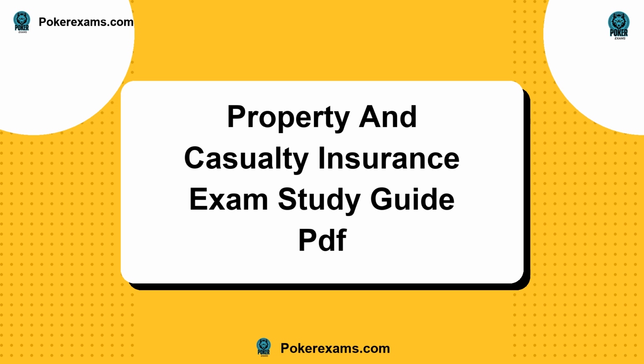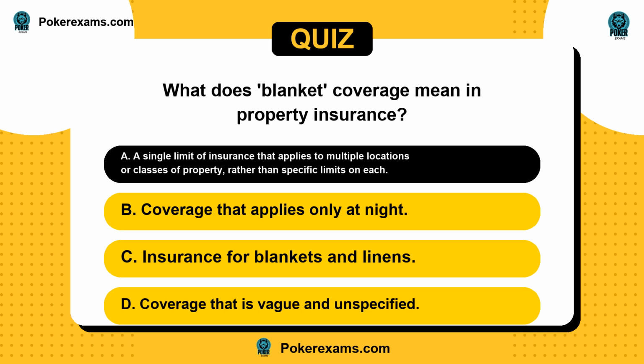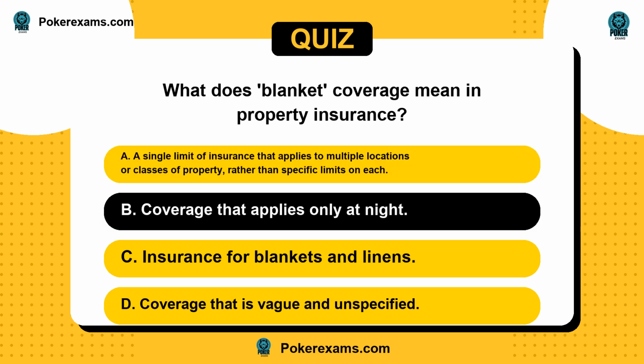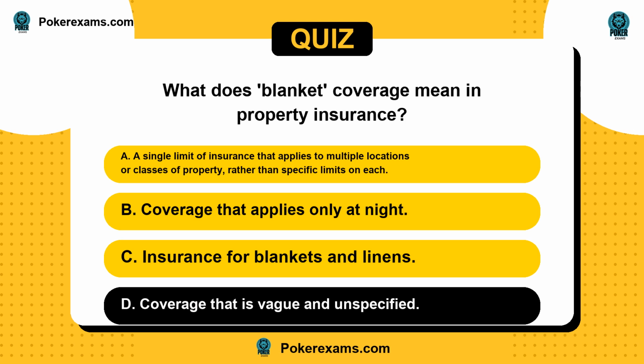Welcome to the quiz. What does blanket coverage mean in property insurance? Is it A, a single limit of insurance that applies to multiple locations or classes of property, rather than specific limits on each? Or B, coverage that applies only at night? C, insurance for blankets and linens? Or D, coverage that is vague and unspecified?